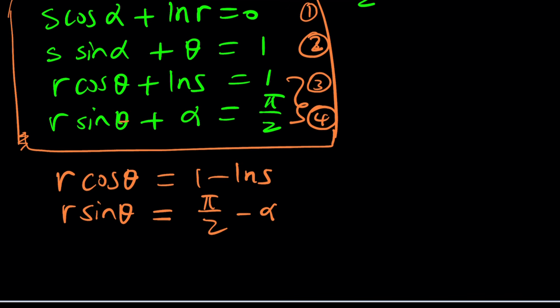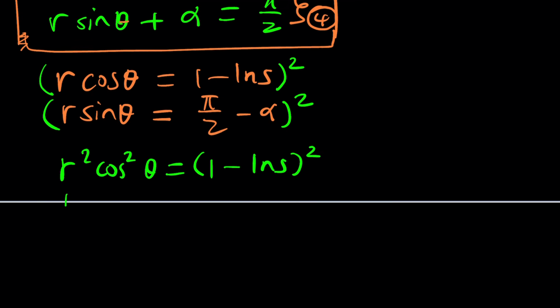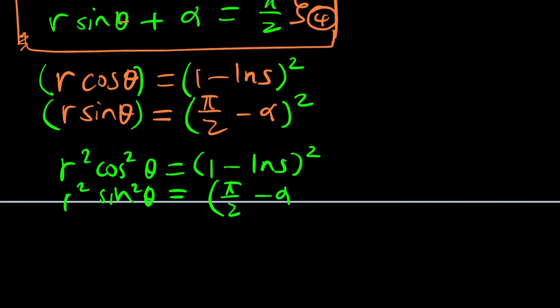We're going to go ahead and square both sides. And the reason behind it is that when you square, you're going to get cosine squared and sine squared. When you add them, you're going to get 1. Make sense? So r² cos² θ is just going to be this number squared. And r² sin² θ is just going to be this quantity squared. You could also write squares on both sides, no big deal, if this notation bothers you, okay?